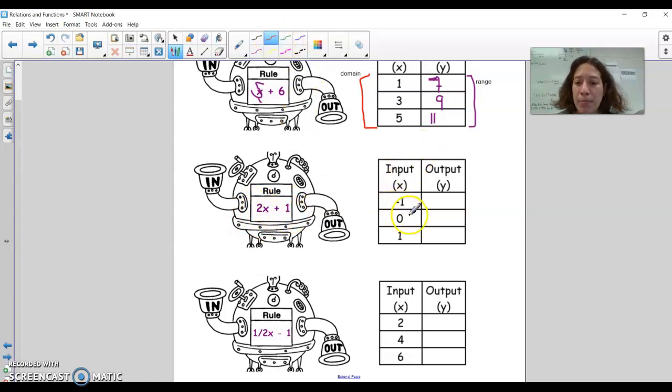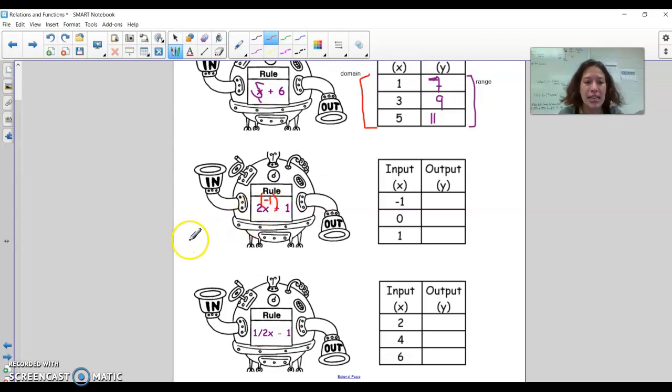So the first number I'm going to plug in is -1. And I'll put that in parentheses, because when we put stuff in parentheses, that means multiply. Okay, so plugged in, it's going to do its magic. They're going to multiply. 2 times -1 is -2.